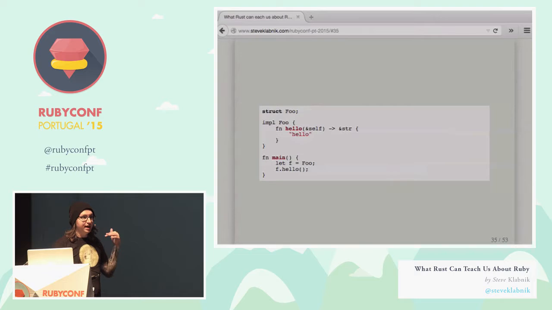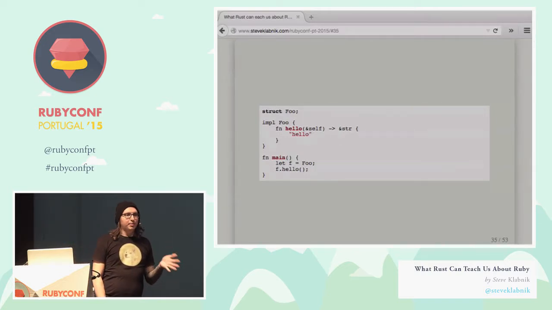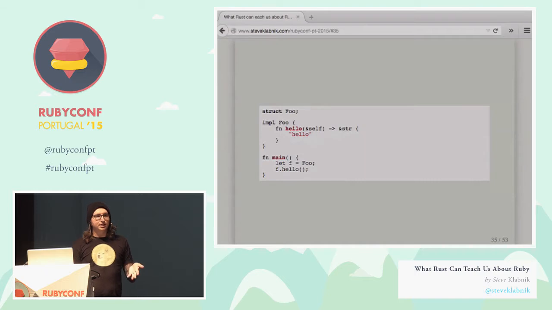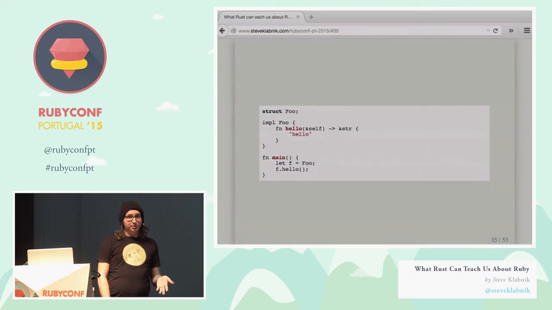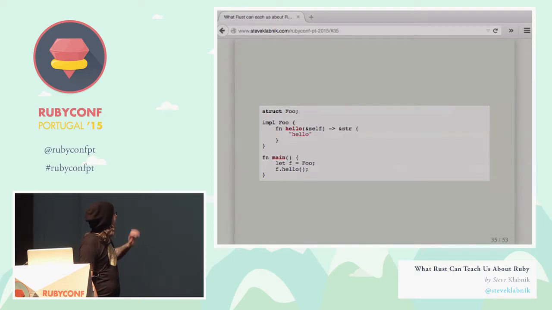So here we have no data, so we have an empty struct. We define a method called hello, and again with these types. Rust is a little more like Python in this way: instead of an implicit self like Ruby has, it has an explicit self. So we have self as an argument, and then it returns a string, and we return hello. Let f equal foo, foo.hello, and that's kind of the same thing. So this basically does the same thing as the Ruby code does.